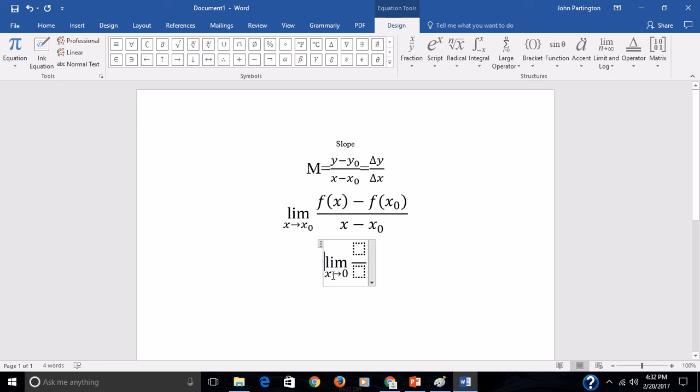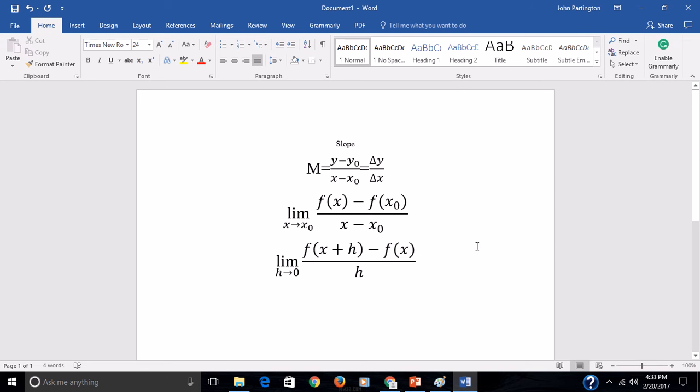No, it says h goes to 0. As h goes to 0 of small f of x plus h minus f of x over h. Now this is the more common formula you're probably going to see.